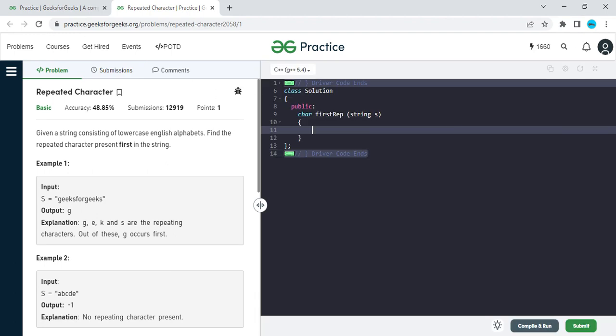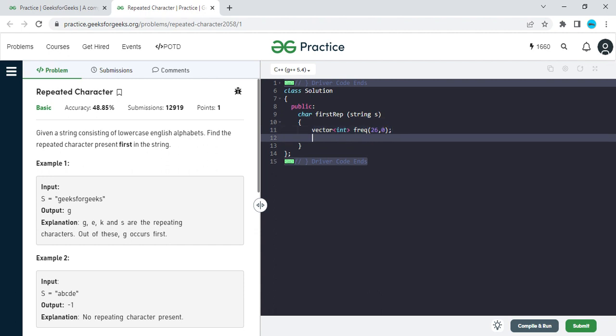So what will we take? We will take an integer array of size 26, name it frequency, initialized with 0. It initially stores the frequency of all the characters, and initially the frequency of all the characters is 0. Now I will iterate through the string.